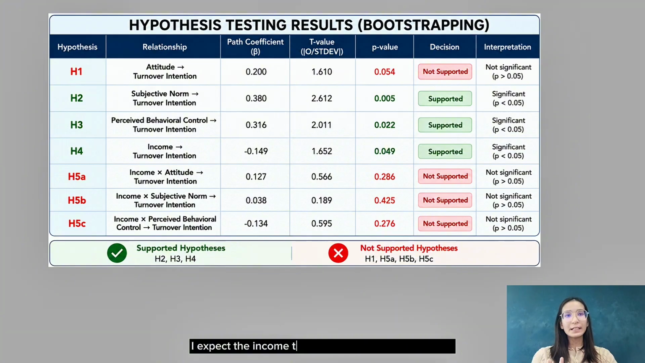For H4, I expect income to have a significant negative effect on turnover intentions. The result shows a negative coefficient of negative 0.149 and a p-value of 0.049, so H4 is supported.